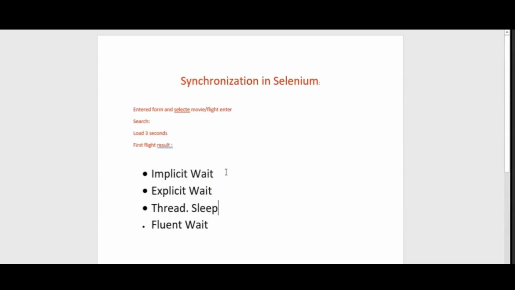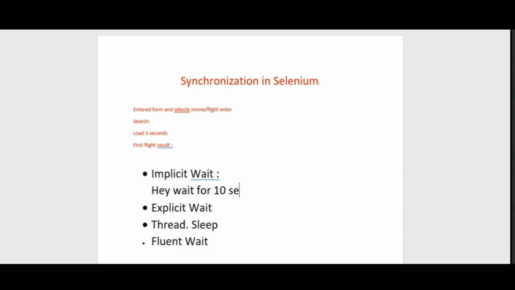So first of all, let's start with implicit wait. In implicit wait, we actually define a wait time globally. When you instantiate a browser, when you create a WebDriver, driver equals new FirefoxDriver, after creating the driver, you say, hey, wait for 10 seconds before you throw any error, or wait for some number of seconds. It's up to you.